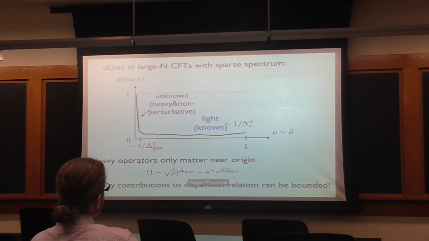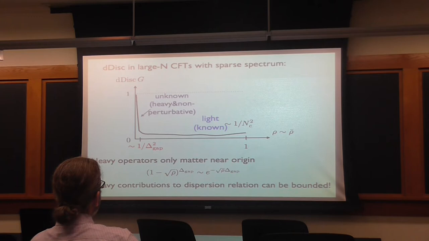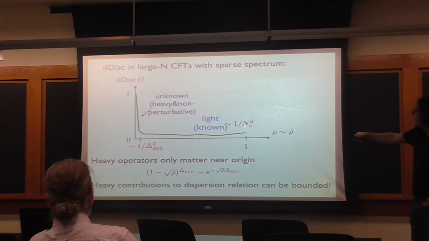So with that information, we can basically make a sketch of what we expect. What does the double discontinuity look like in this class of theories that I mentioned in the beginning, that are conjectured to be dual to gravity? So if you have a large N CFT with a sparse spectrum, because it's large N, you basically just have to include the single trace operators, up to the point where 1 over N squared is the first connected order. So you can compute this horizontal part of the graph from just the light single trace operators.